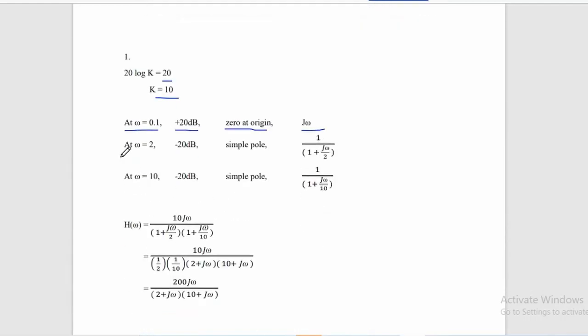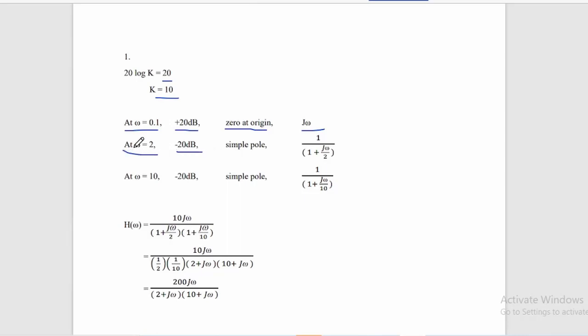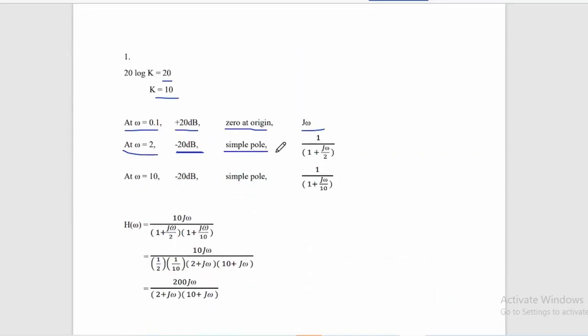Okay, so now the second corner frequency is at omega equals 2. At omega equals 2, it is minus 20 dB. Why? Because the change here is from positive 20 decibel into 0. So from positive 20 to 0, we minus 20. That is how we get 0, right? So this is the declination for the second corner frequency. Any corner frequency other than at the origin is either a simple pole or a simple zero. If it is positive, it is a simple zero, but if it is negative, it is a simple pole. So this is the formula of the simple pole, with jω divided by 2. The 2 here is the omega, so that's the difference.